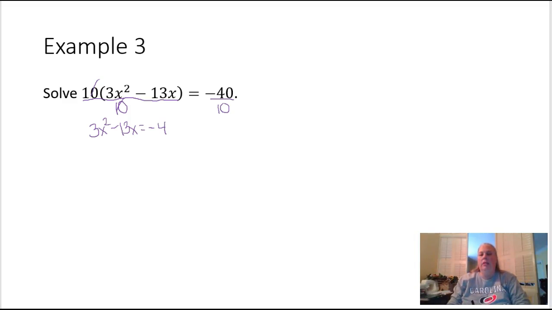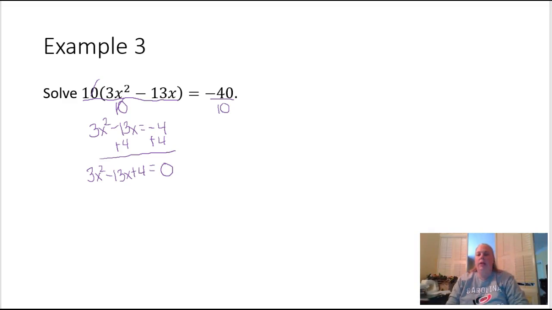Okay, this is a quadratic equation, and I know that because my highest exponent is 2. And if I want to solve a quadratic equation, it needs to be equal to 0. So what I'm going to do is add this 4 over to this side. There are no like terms over here, so we're just going to have the trinomial 3x squared minus 13x plus 4, and then this is going to be equal to 0.